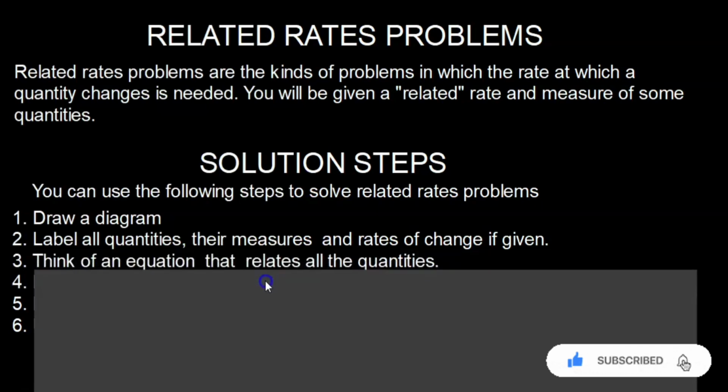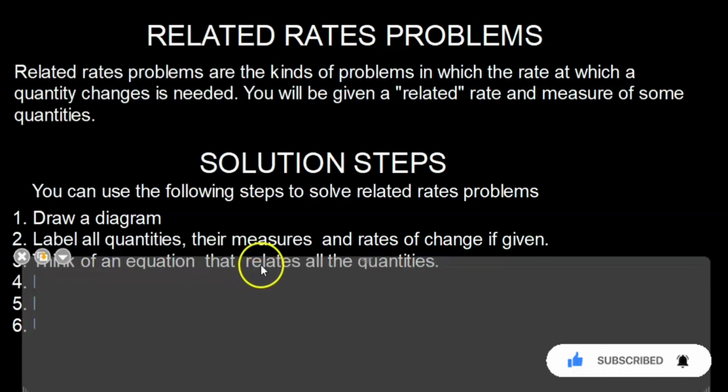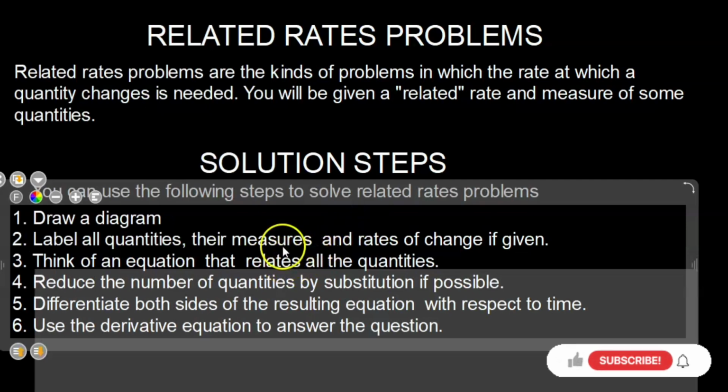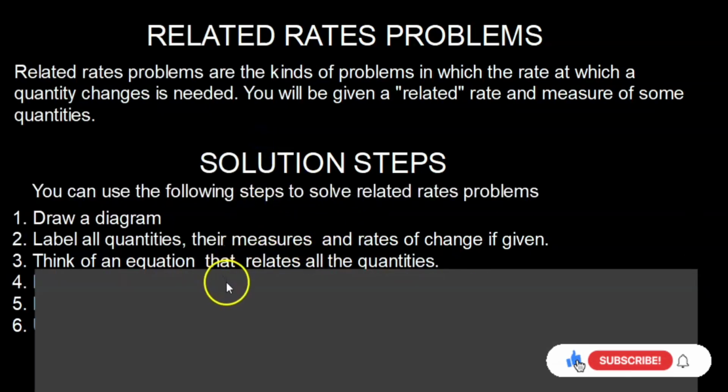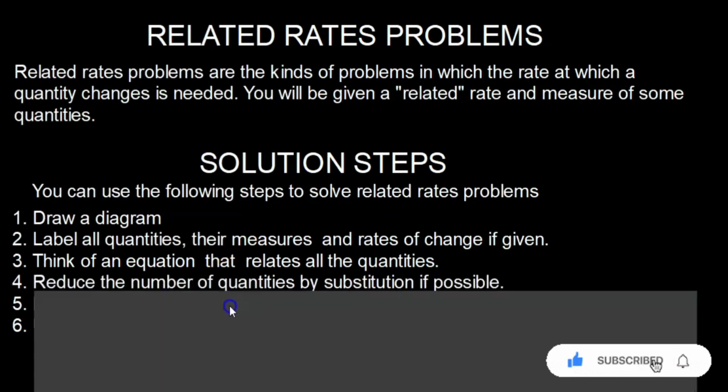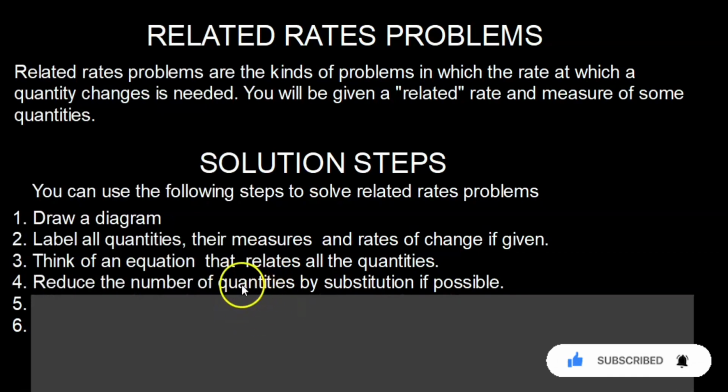The third thing is to think of an equation that relates all those quantities. You're given a lot of quantities or some information. You just think of an equation that relates all of them. Then the fourth step is to reduce the number of quantities by substitution if possible. Now this step is very important.